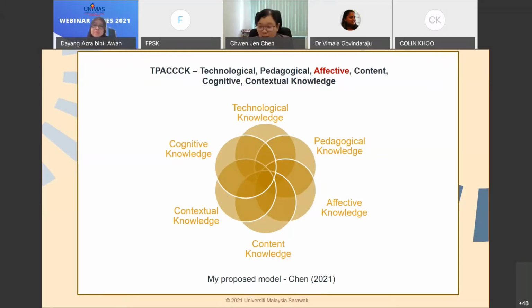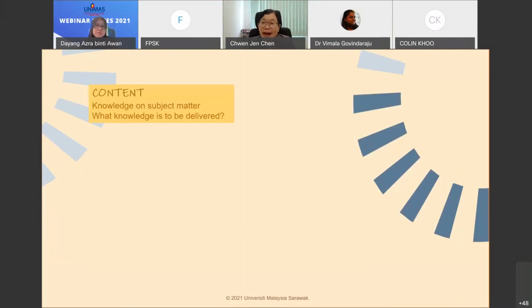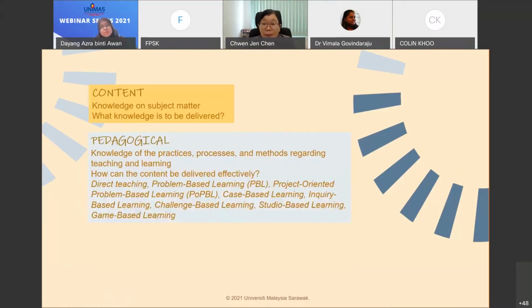So just to recap on the different types of knowledge. We have the content knowledge, which is basically the knowledge of the subject matter. So it is regarding what knowledge is to be delivered. And the pedagogical knowledge domain is the knowledge of the practices, processes, and methods regarding teaching and learning. So the question would be, how can the content be delivered effectively? This is the question that we need to answer as the instructor. Are we going to use any of these strategies that are listed here?